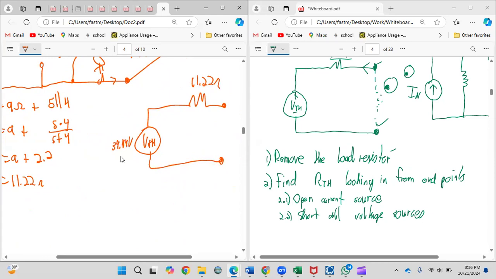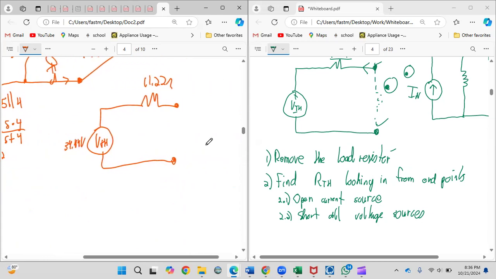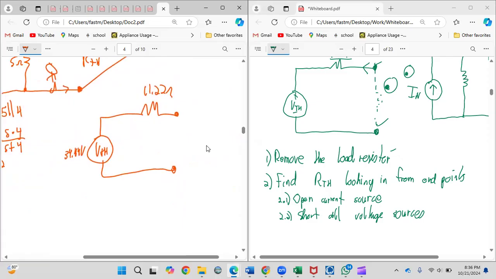So now I have a circuit where I can manipulate the value of my resistance, and I can get what the current will be due to the change.